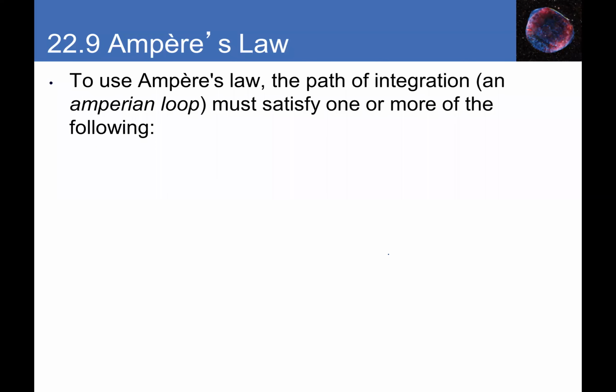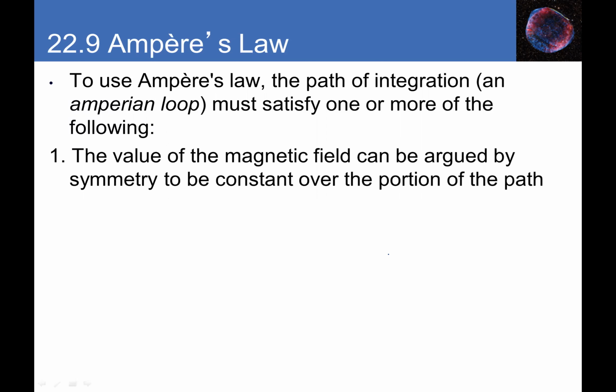All right, so to use Ampere's law, let's summarize this. The path of integration, which we again call an Amperian loop, must satisfy one or more of the following. The value of the magnetic field can be argued by symmetry to be constant over the portion of the path. That means if this is my loop, the source inside is such that the magnetic field everywhere here is constant. So that's why I can remove that from the integral.